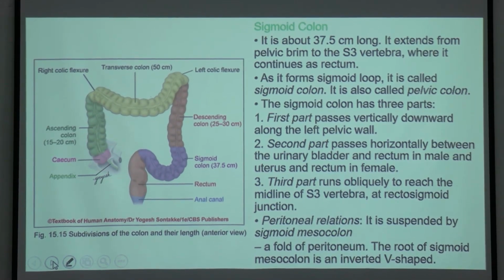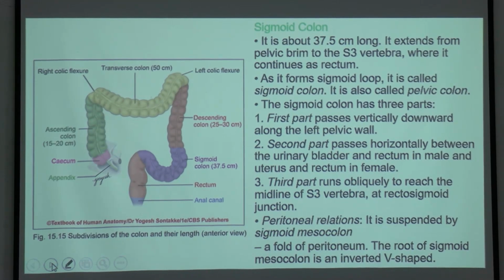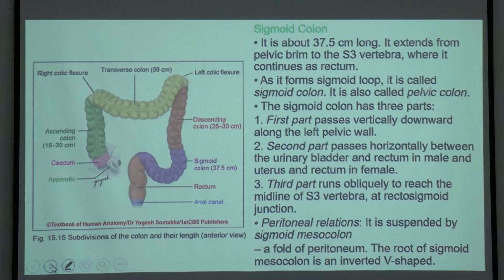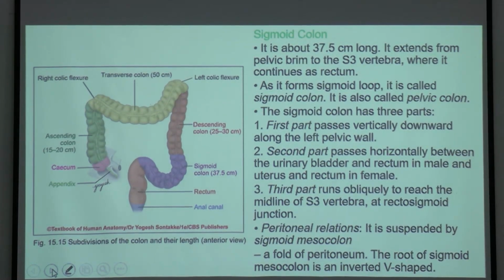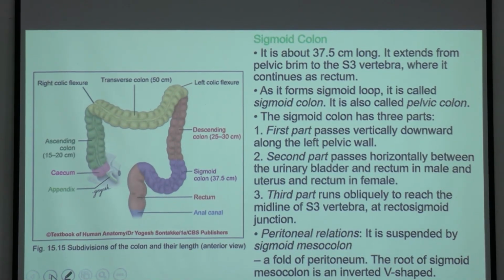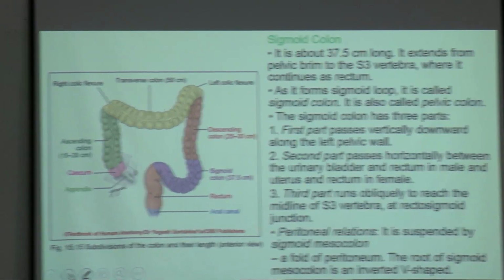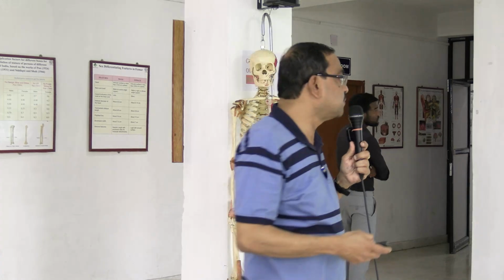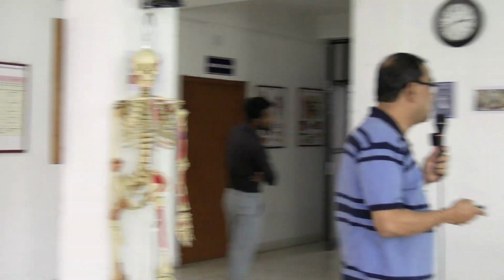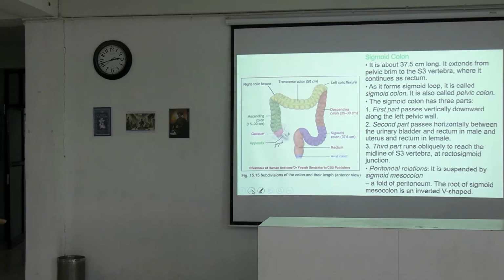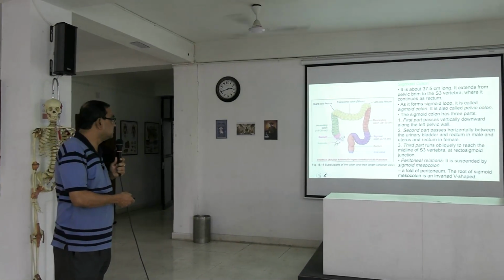What is the apex of the sigmoid mesocolon in relation to? The left ureter. From the kidney, the ureter is coming down. So at the apex of the sigmoid mesocolon, we can find the ureter.